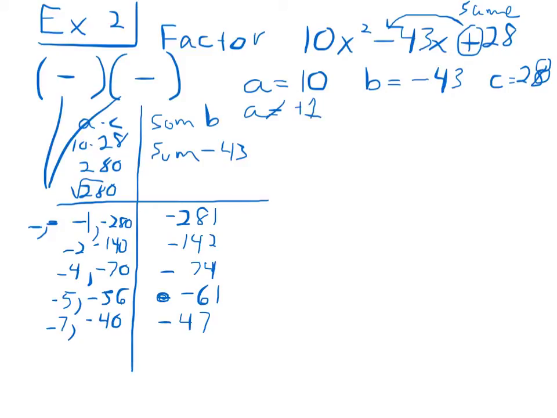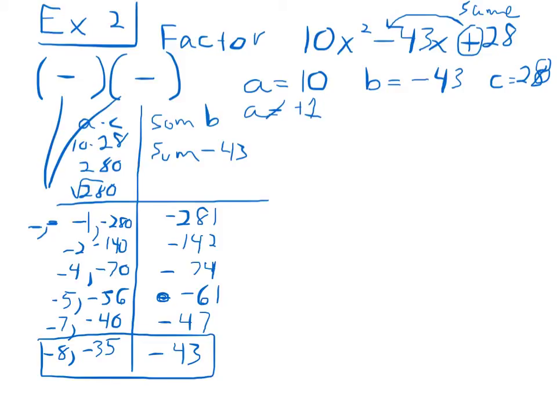Let's try 8. 280 divided by 8. Let's see, negative 8 and negative 35, because 280 divided by 8 is 35. Okay, when I add these two up, that does give me the negative 43. Okay, so I can stop there. I don't need to keep going. That's a waste of time. I just found my two factor pairs that multiply to get 280 and add up to be negative 43.